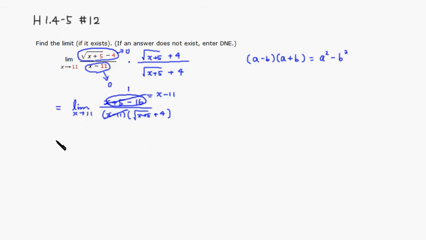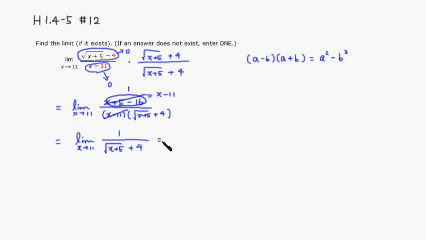So you will get the limit as x approaches 11. You have 1 on top, then you have square root of x plus 5 plus 4. Then we plug in 11 for x.